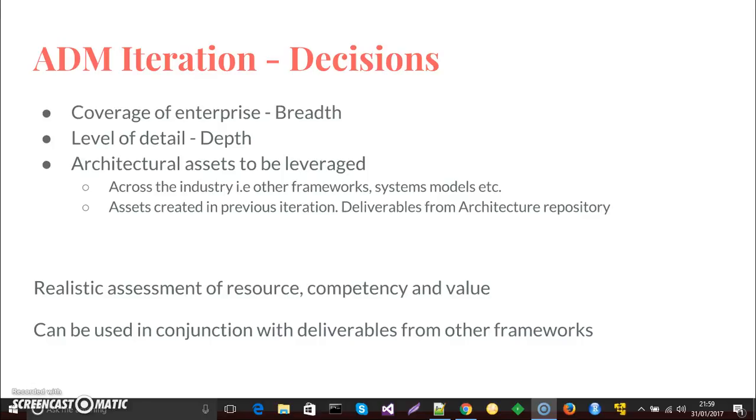So ADM can work in conjunction with the deliverables which are provided with other frameworks. This was just a brief discussion about what kind of decisions are crucial for an architect to make before embarking on an ADM iteration.